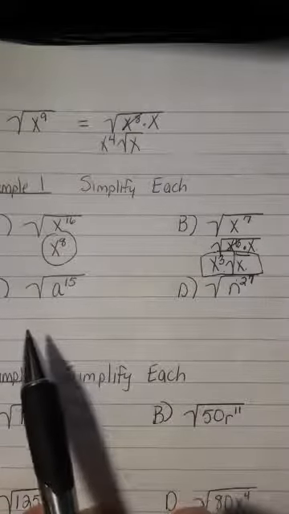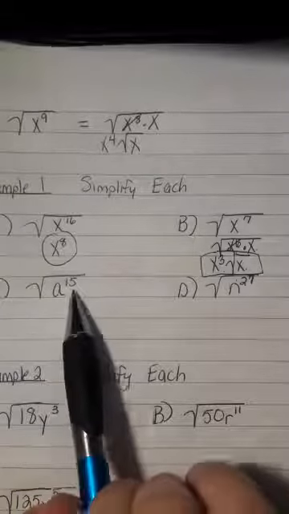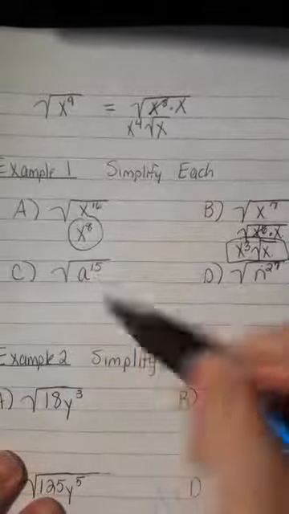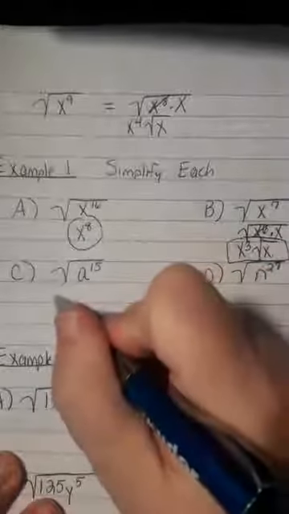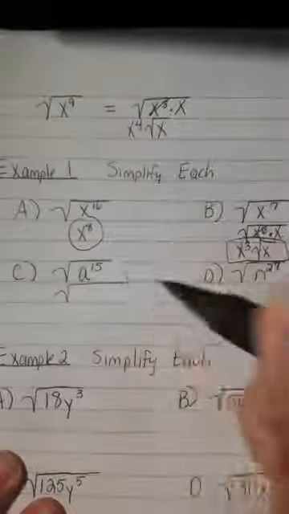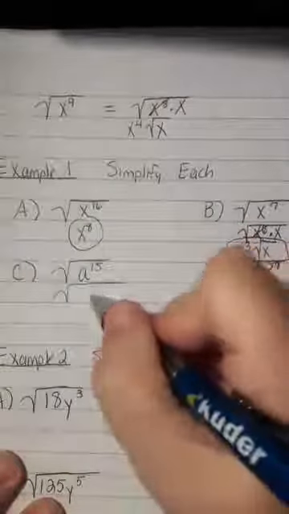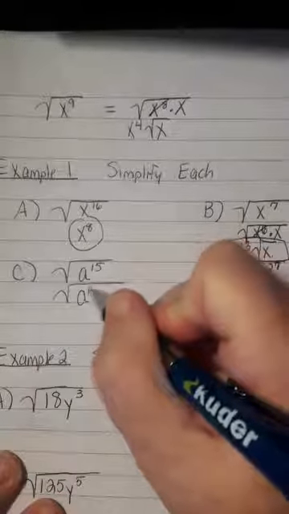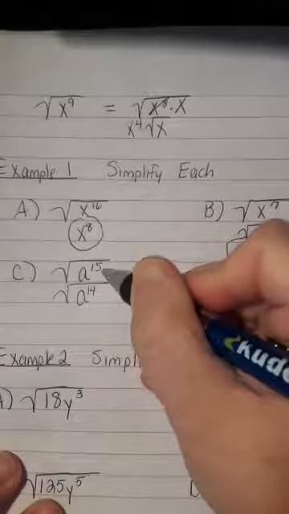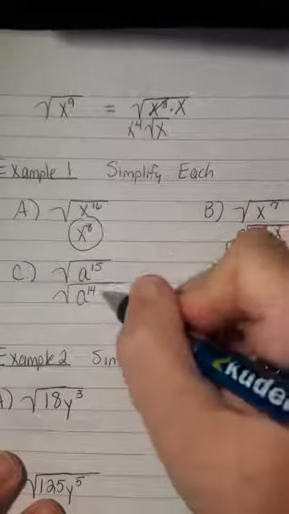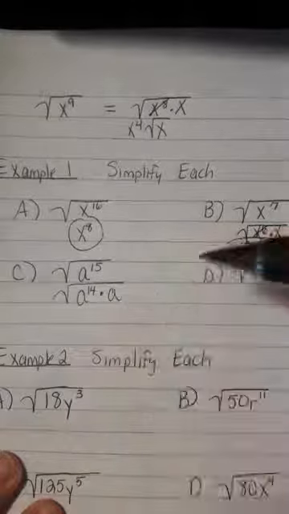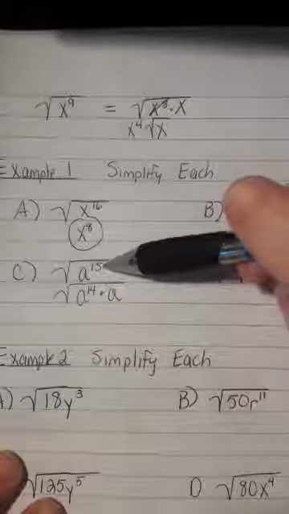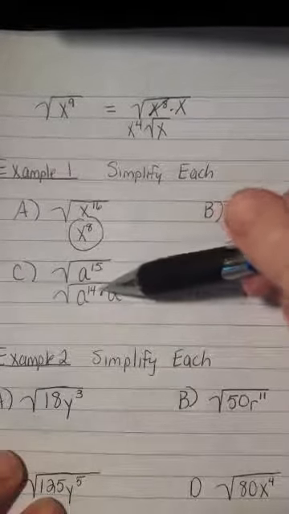Moving on to part C, you have the square root of a to the 15th. So again, 15 is an odd number. That means we have to factor this as a product of an a to an even exponent, which is going to be a to the 14th, because you just subtract 1 from that. And then you're always going to have, I call it the leftover factor, because that's what it takes to make a to the 15th. A to the 14th times a to the 1st.